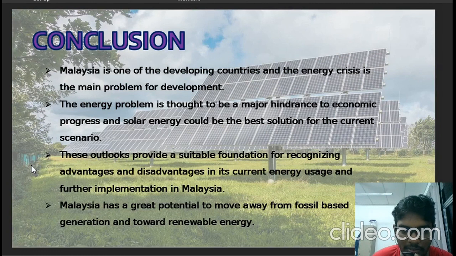As a conclusion for the solar system, Malaysia is one of the developing countries and the energy crisis is the main problem for development. The energy problem is thought to be a major hindrance to economic progress, and solar energy could be the best solution for the current scenario. The outlook provides a suitable foundation for recognizing advantages and disadvantages in its current energy usage and further implementation in Malaysia. Malaysia has great potential to move away from fossil based generation and towards renewable energy.